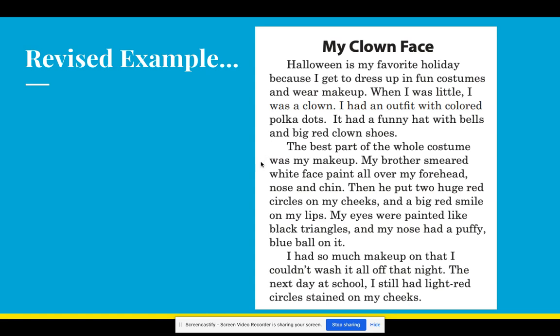My brother smeared white face paint all over my forehead, nose, and chin. Then he put two huge red circles on my cheeks and a big red smile on my lips. My eyes were painted like black triangles, and my nose had a puffy blue ball on it. I had so much makeup on that I couldn't wash it all off that night. The next day at school, I still had a little red circle stain on my cheeks.